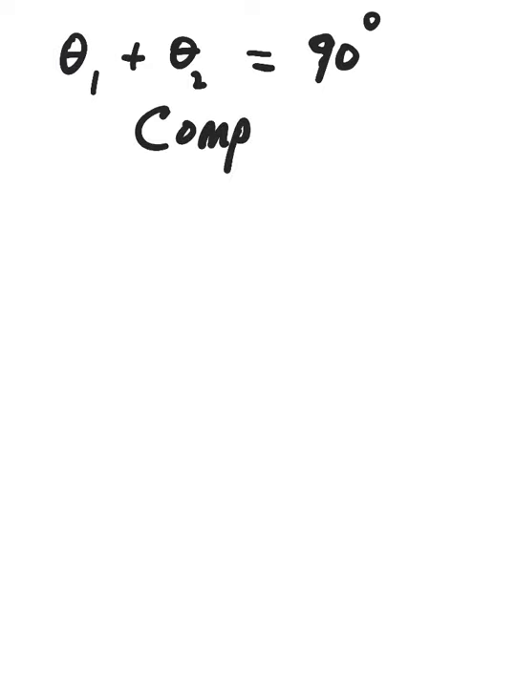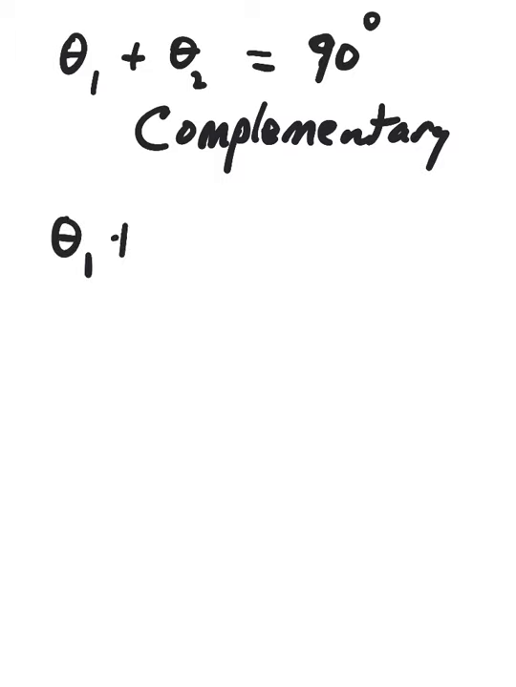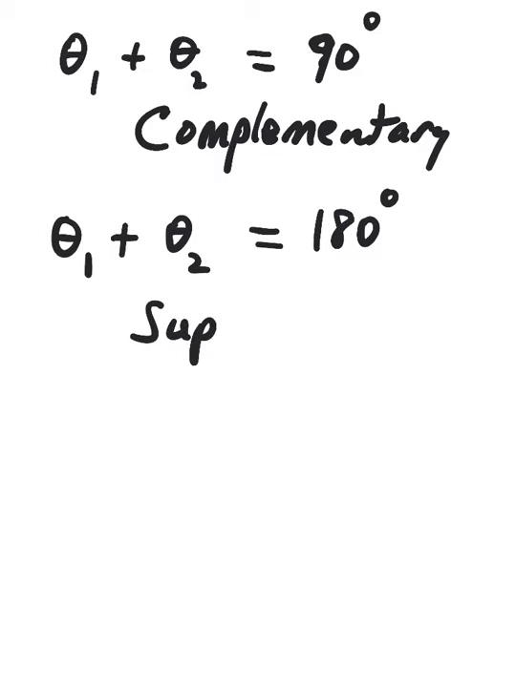A little more vocabulary for angles is complement and supplement. Two angles are complementary if their sum is 90 degrees. If two angles have a sum of 180, then they're considered supplementary angles.